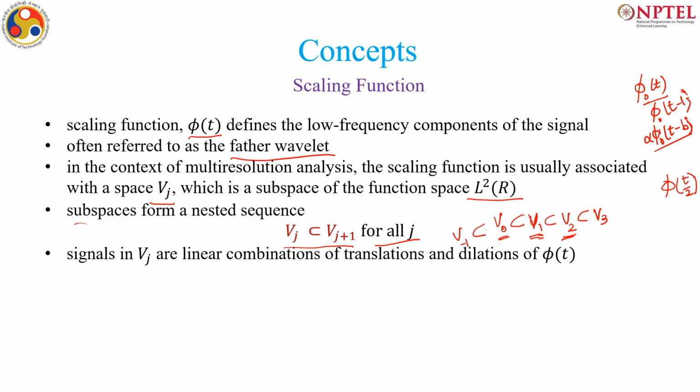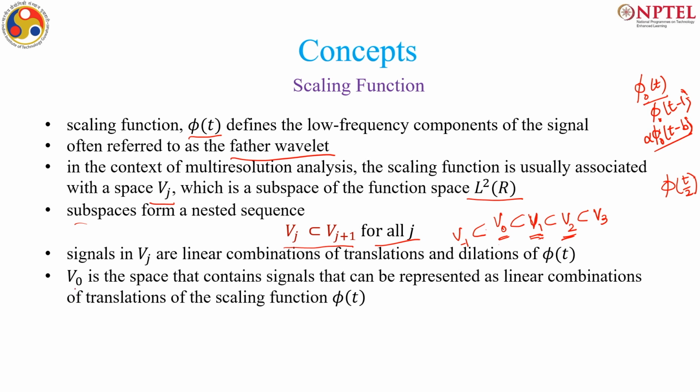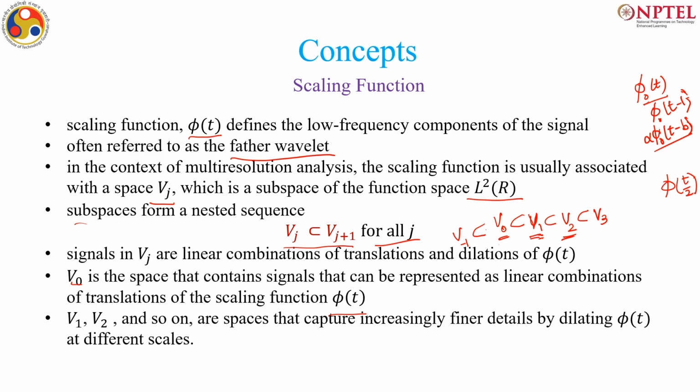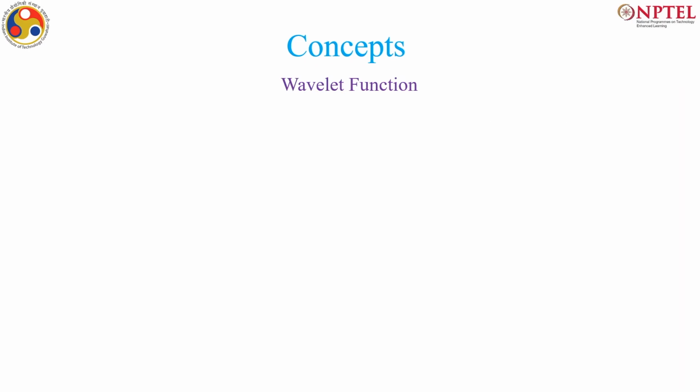So, this is what I was talking about, that Vj is a linear combination of translations and dilations of phi of t. So, V0 is the translation of the scaling function phi t, which I just explained, and V1, V2 will be capturing increasingly finer details by dilating our phi t at different scales. So, now coming back to the wavelet function.